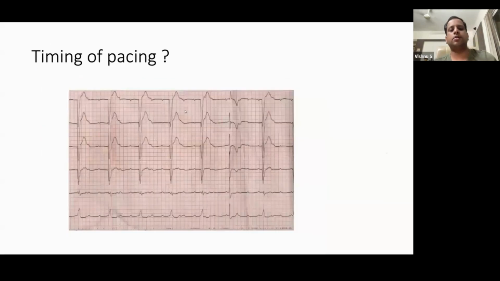Can anyone tell the diagnosis? Can you apply the four things I told you just now, and tell me whether it is complete heart block or not, or something else?